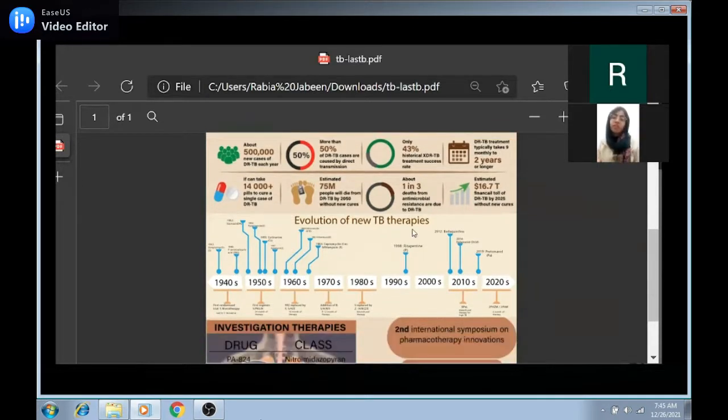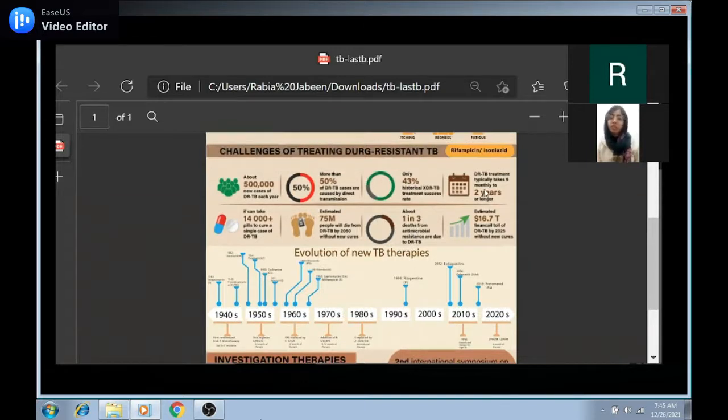And what are the challenges we face due to DRTB? This requires a longer medication duration, as you can see, from 9 months to 2 years or longer.